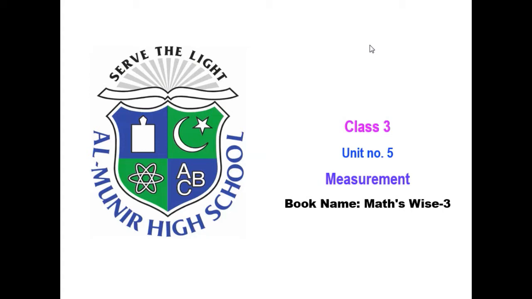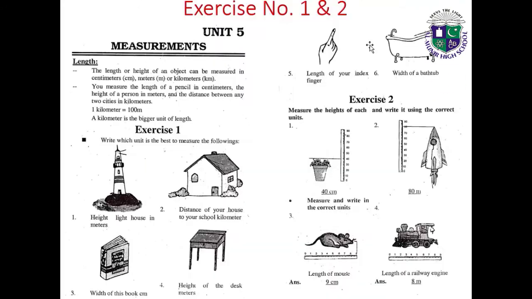Today we are going to do unit number 5, Measurement, of your book Math Wise. Exercise number 1. Measurement. The length or height of an object can be measured in centimeters, meters or kilometers. You measure the length of a pencil in centimeters, the height of a person in meters, and the distance between any two cities in kilometers. 1 kilometer equals 1000 meters. A kilometer is a bigger unit of length.